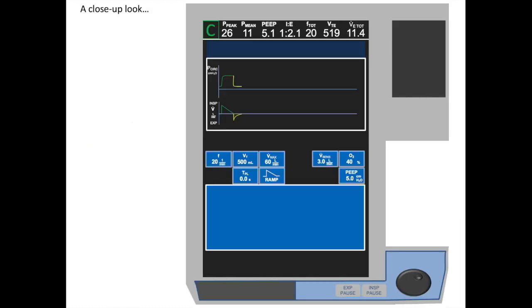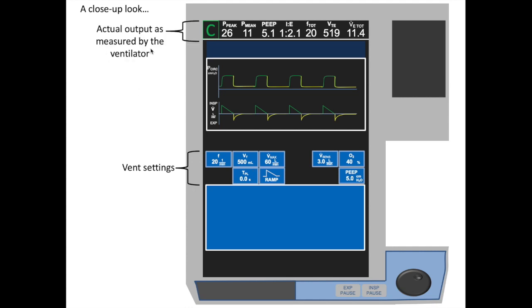Here's a close-up look at the interface or monitor on a PB840 mechanical ventilator. It's got three different sections that pertain to what you actually set on the ventilator and then what actually happens during each respiratory cycle. So down here at these blue buttons are the actual vent settings. You can click each one of these and adjust them to whatever variables you want. Up here at the top is the actual output as measured by the ventilator. So for example, here you could set a tidal volume of 500, but what you're actually getting out, at least during the most current breath, is 519.